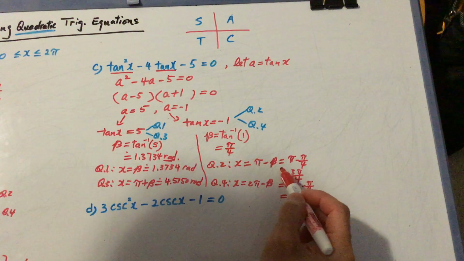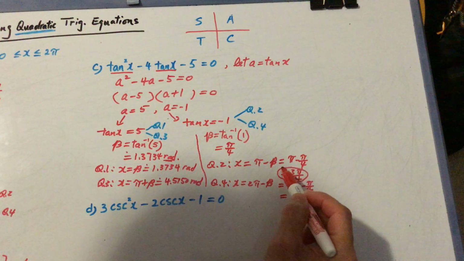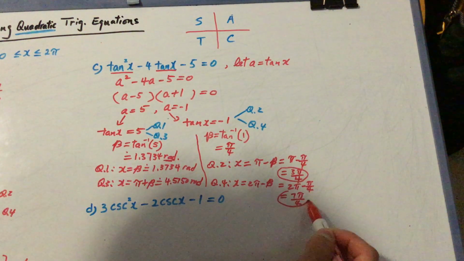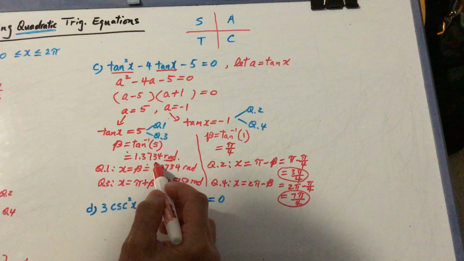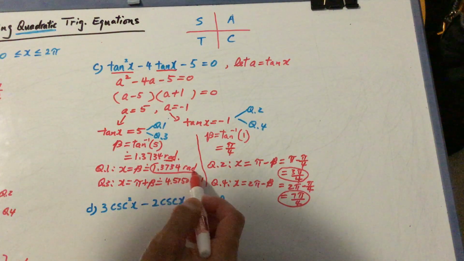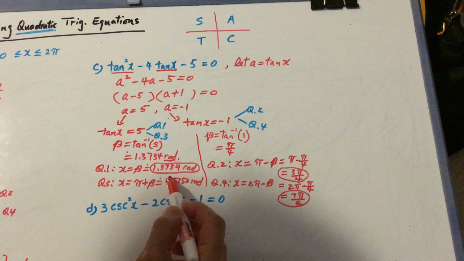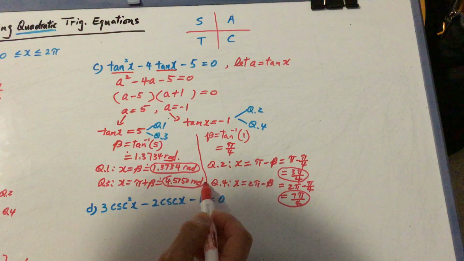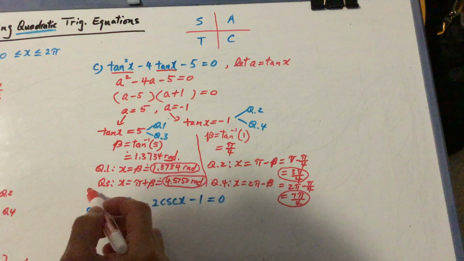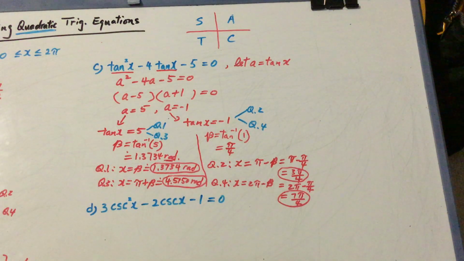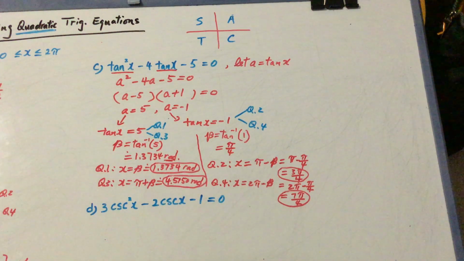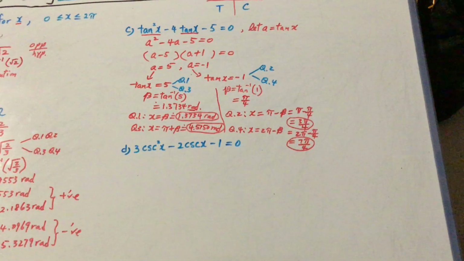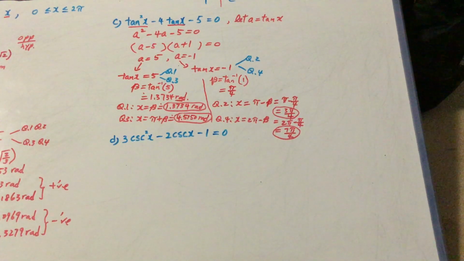So here is one of the answers in quadrant 2. Here is the answer in quadrant 4. And over here, I have an answer in approximate form for quadrant 1. And here I have an answer in quadrant 3 in approximate form. So for example C, you have 4 solutions again, just like the previous one.